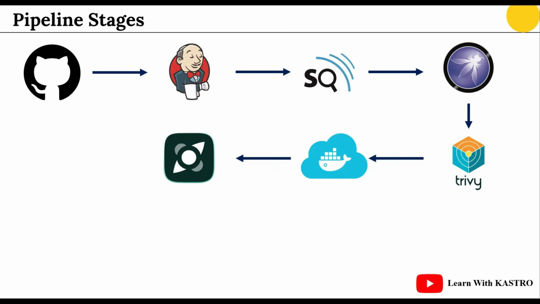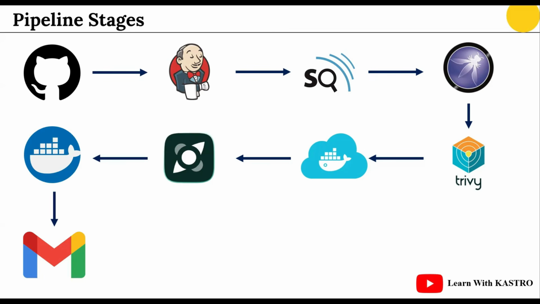Once the image analysis is completed by Docker Scout, then we are going to create the Docker container. Once we deploy the application into the Docker container, I'm integrating the email notification also in this particular project. Once we get the successful deployment of the application into the Docker container, and once we receive the email notification about the pipeline trigger, then finally we are going to access the Zomato clone application.